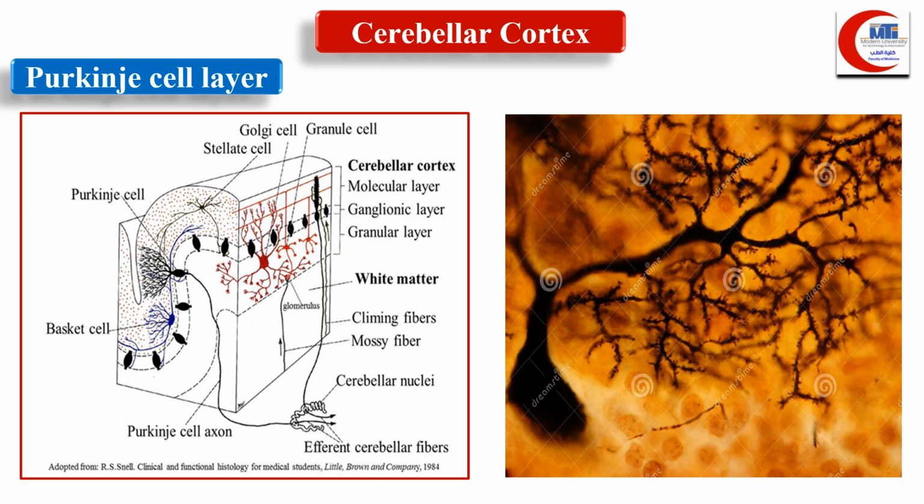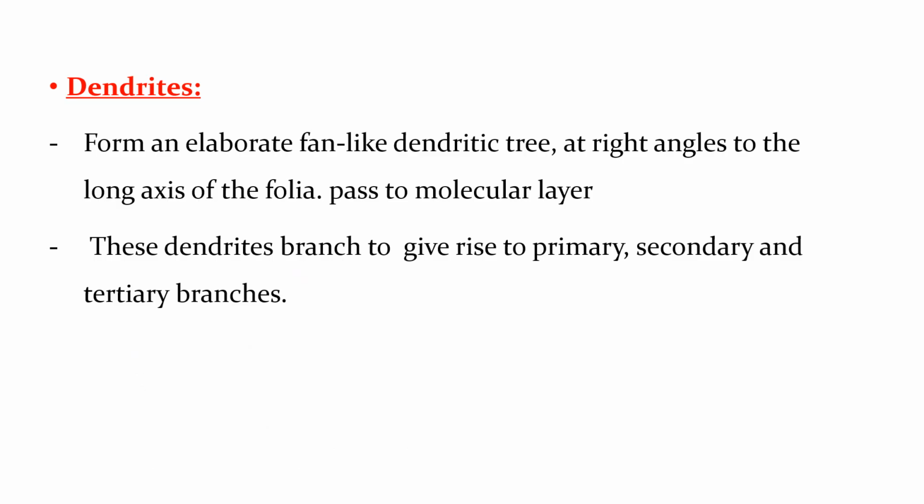surface of the dendrites. Here we can see that this Purkinje cell is present between the molecular layer and the granular cell layer of the cerebellar cortex. So again, as regards the dendrites of the Purkinje cell, they form an elaborate fan-like dendritic tree at right angle to the longitudinal axis of the folia. It passes to the molecular layer. These dendrites branch to give rise to primary, secondary, and tertiary branches.